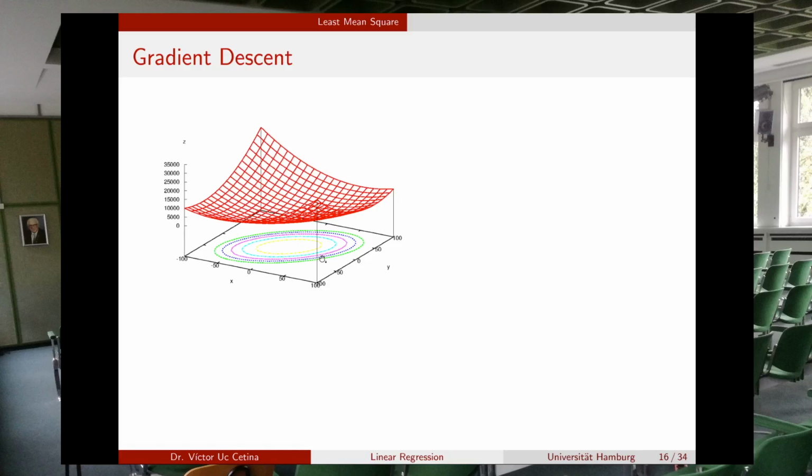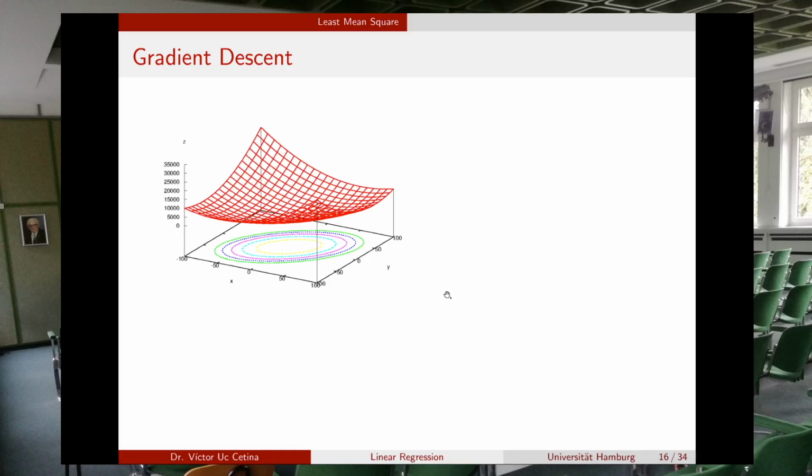Let's talk a bit more about gradient descent. This error that we are using, this J function, is a square function. A square function means that it has a shape like this. It's like a parabola that is rotated, and that means that there is only one global minimum.